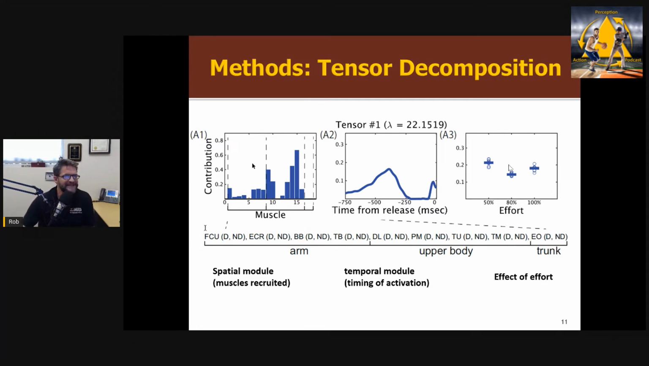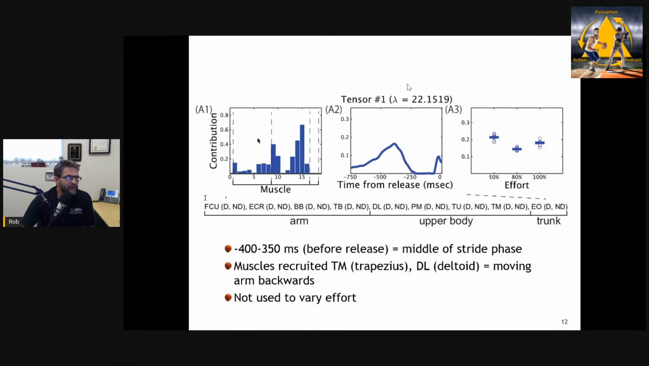They're going to break the motion down into these tensors, these groups of spatial-temporal features that are affected by effort. And as an example, one of the first tensors they found was this kind of EMG activity that occurs about 300 milliseconds before release, which is about in the middle of the stride phase. The muscles recruited seem to be the larger muscles in the upper body, the trapezius and the deltoid, which are involved in moving your arm backwards, kind of getting the cocking of it. But in this example, they showed there's no relationship to effort, right? The activity of the EMG is the same whether you're throwing 50, 80, or 100%. Right? So that's an example of a tensor. It has these 3 components in it: this relative muscle activity, the time when it occurred, and the effort.